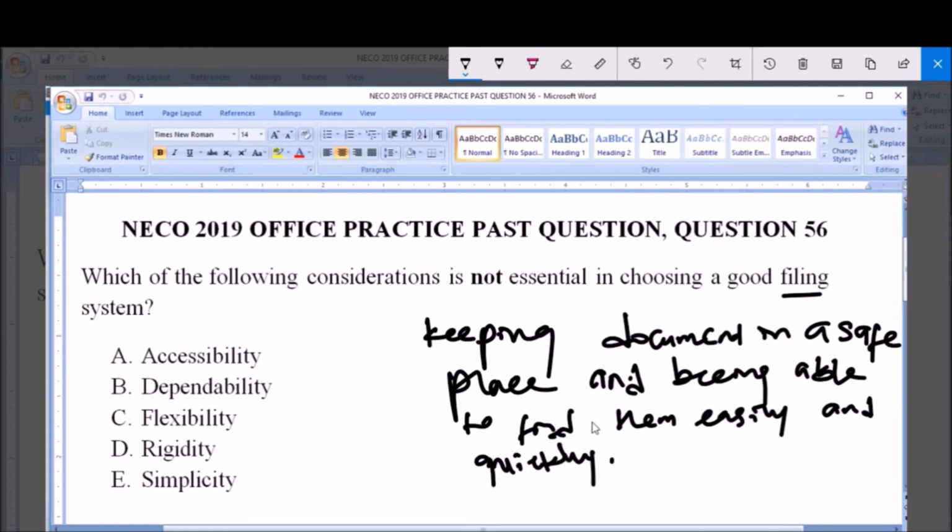Now, there are various filing systems, and when choosing a filing system, there are some things we need to put into consideration. Now, is it accessibility? For you to choose a good filing system, you must ensure that this filing system is easily accessible. That is, the files must be easily accessible. Now, B, this is dependability. Dependability is also a consideration. You must ensure that this filing system is reliable.